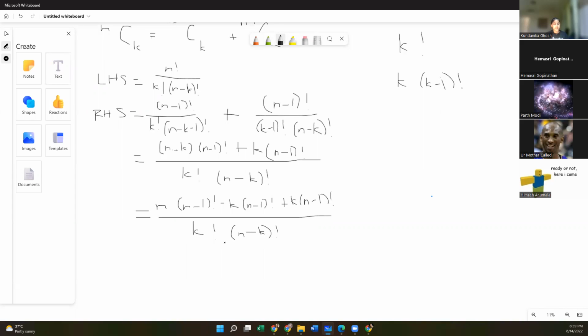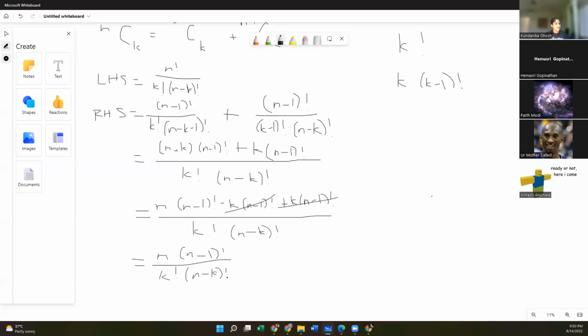You see how I got that? Okay. So now minus k and plus k. If you really don't understand why these cancel out, just consider n minus 1 factorial to be x. So you have minus kx plus kx. Those are going to cancel out, right? So all you're left with is n times n minus 1 factorial over k factorial times n minus k factorial.